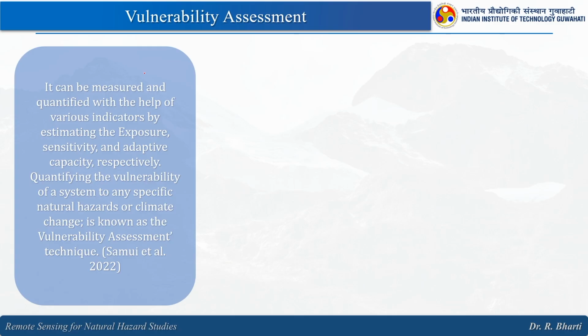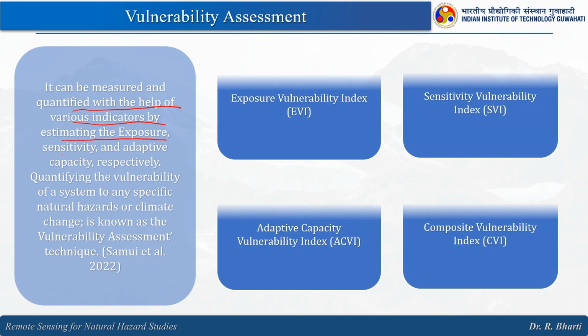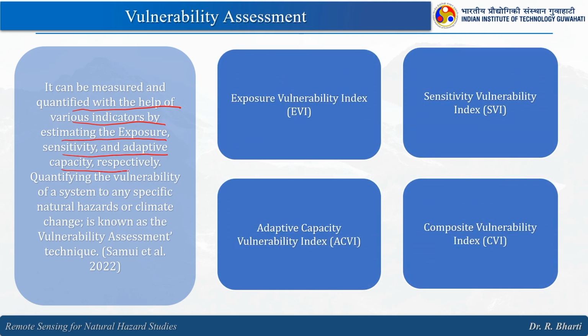So, the vulnerability assessment can be measured and quantified with the help of various indicators by estimating the exposure, sensitivity and adaptive capacity respectively. Quantifying the vulnerability of a system to any specific natural hazard or climate change is known as the vulnerability assessment technique, right. So, here you have exposure vulnerability index, sensitivity vulnerability index, adaptive capacity vulnerability index, and composite vulnerability index. These can be used to assess the vulnerability of a glacial lake.